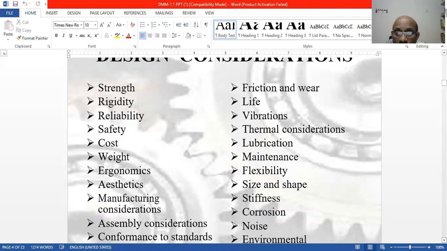So another one is thermal considerations. What are the thermal considerations? Whether it is affecting, whether it is reaching that temperature. If it is more than that, what precautions we have to take? That is called thermal considerations.